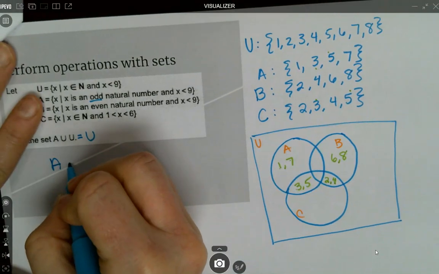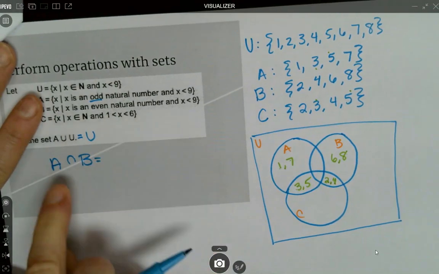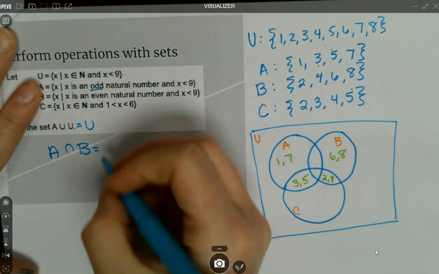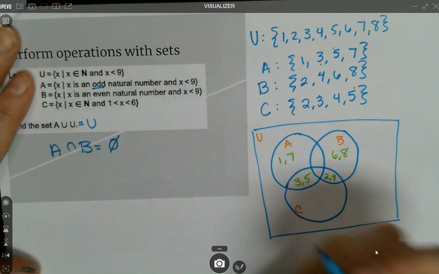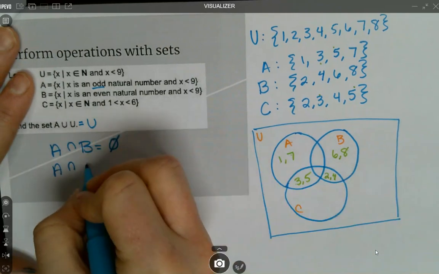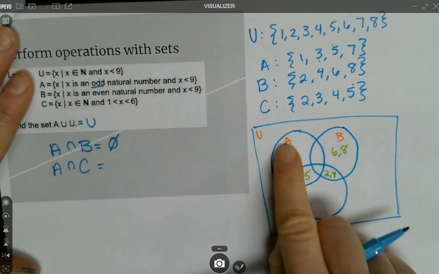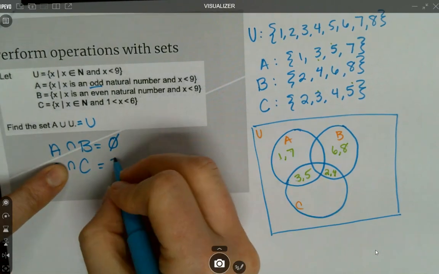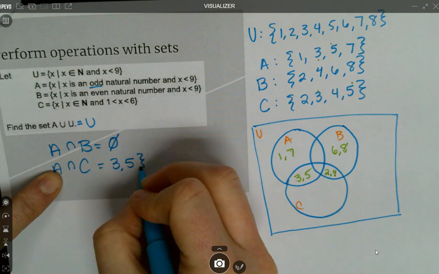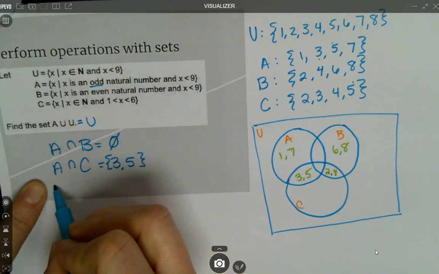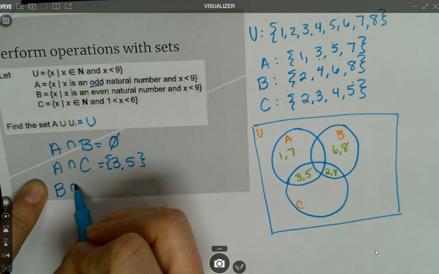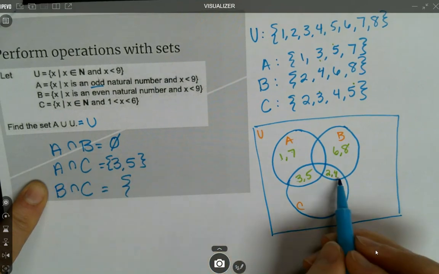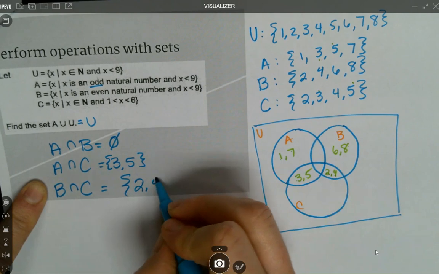All right, so let's do a couple of other questions. A intersect B. Do A and B have anything in common? Anything there? Nope. So it's an empty set. A intersect C, sorry, that is 3 and 5. Let's do B intersect C. That would be what they have in common, which is 2 and 4.